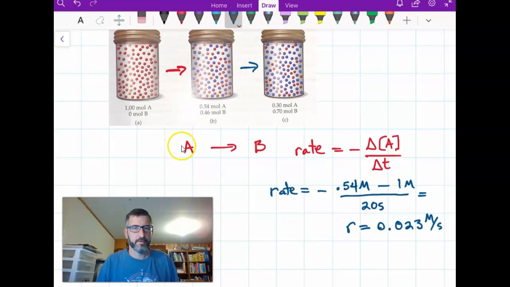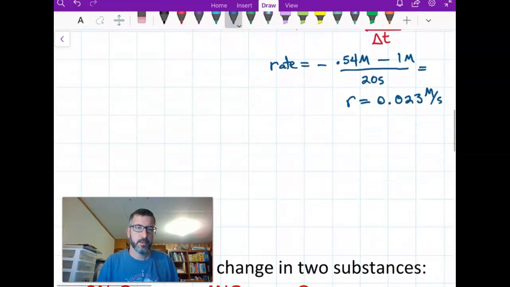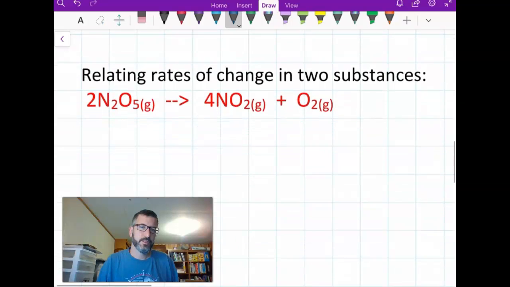For every 1 mole of A that gets used up, 1 mole of B gets produced in a given period of time. But what if we do have coefficients?